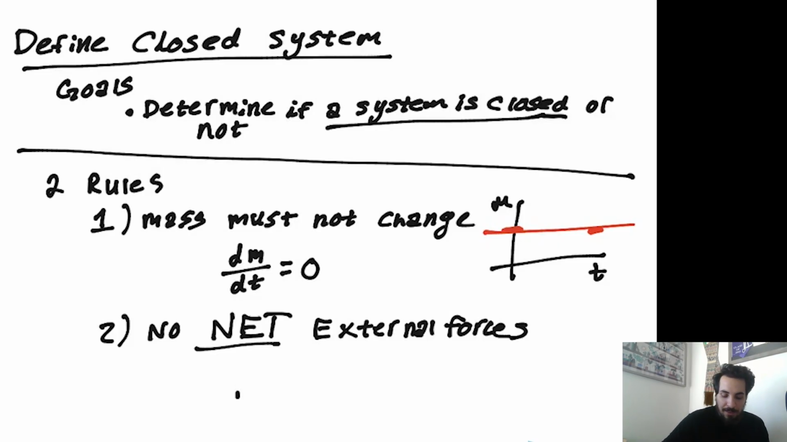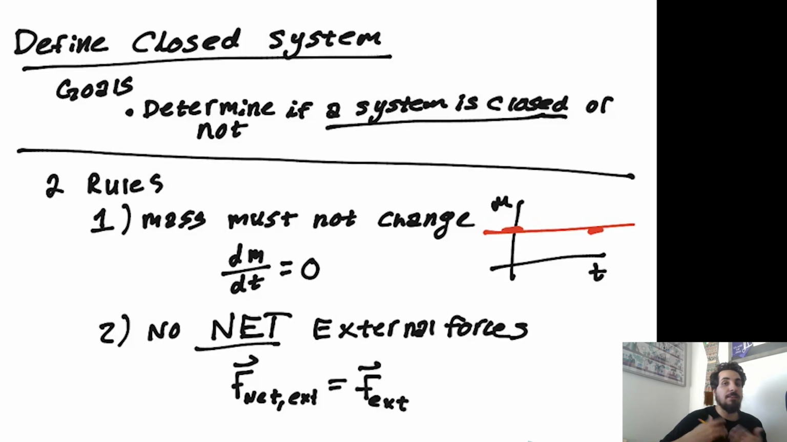We would write this mathematically as the net external force, and sometimes we just write this as F external, understanding that this is meant to be all of the external forces together. The net external force should equal 0. And if our system meets these requirements, we say that it is a closed system. And if it is a closed system, then it conserves momentum. So this is the idea. It must meet these two qualifications.